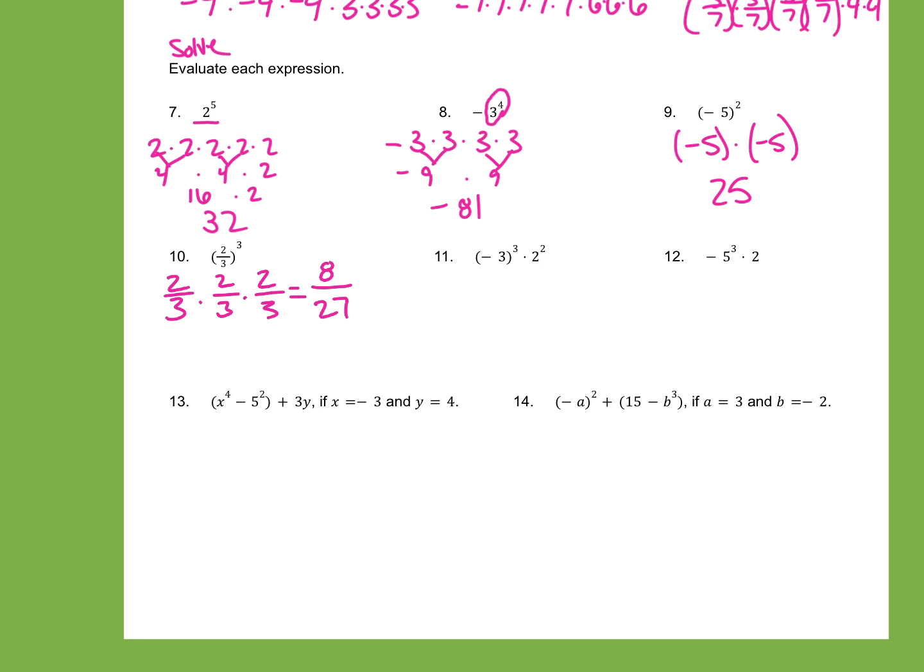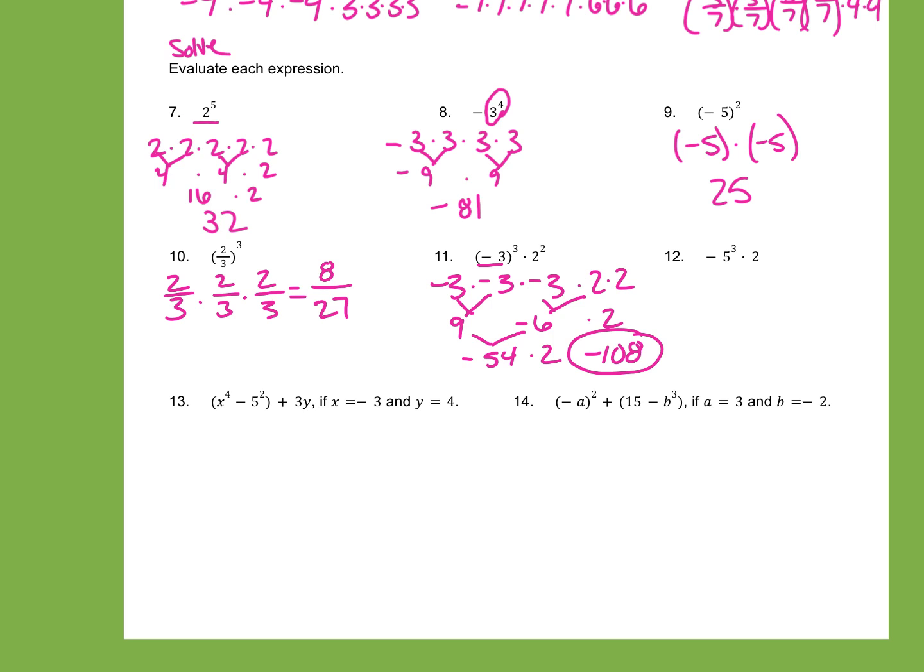Okay, number 11, we have it in parentheses, so again that negative does repeat. And then I also have 2 2's, so I can multiply negative 3 times negative 3 is 9. Negative 3 times 2 is negative 6, and then I still have this 2 out here I have not used. And positive 9 times negative 6 is negative 54. Still have to multiply that 2 at the end, so I get negative 108.